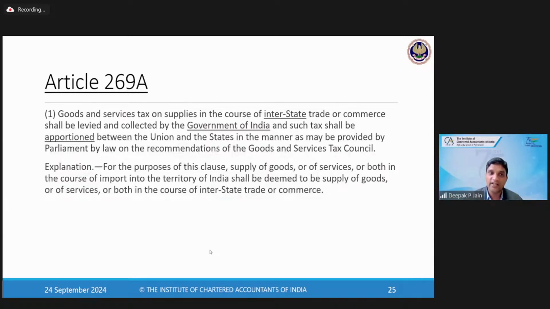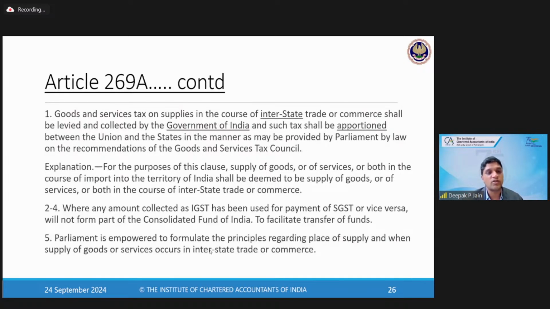And if it is an integrated transaction, what did we just read from Article 269A(1)? That in case of an interstate transaction, the taxes will be integrated. In case of import transactions, it is an interstate transaction. On an interstate transaction, integrated tax is paid. Okay, that is subclause 1.